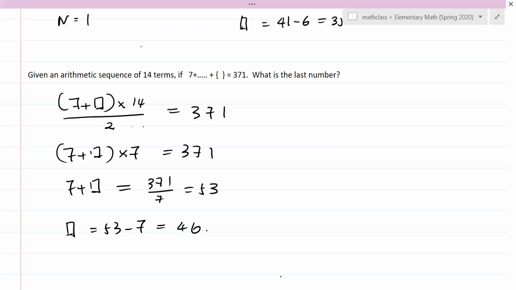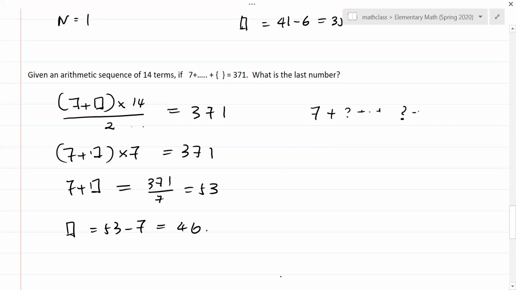This is how you do that, right? You line up 7 plus some number, I don't care, and plus some number, and plus the last number, equal to 371. Then I reverse the order, 371.